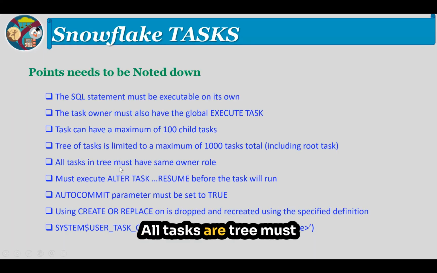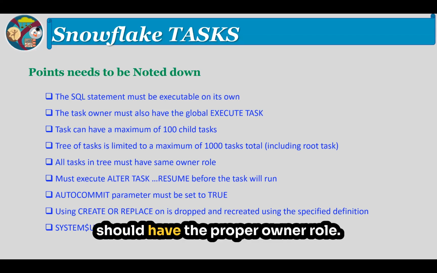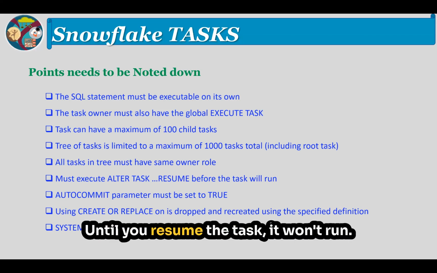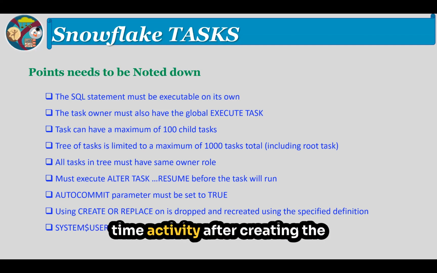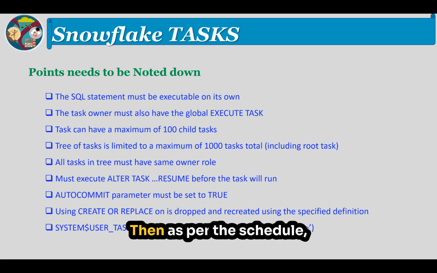All tasks in the tree must have the same owner role, which means whatever task you are defining as part of the DAG should have the proper owner role. You must execute alter task resume before the task will run, which means whenever you create a task, the task will be in suspend mode automatically. Until you resume the task, it won't run by default. The first time, as a one-time activity after creating the task, you should resume the task. Then as per the schedule, it will run automatically.